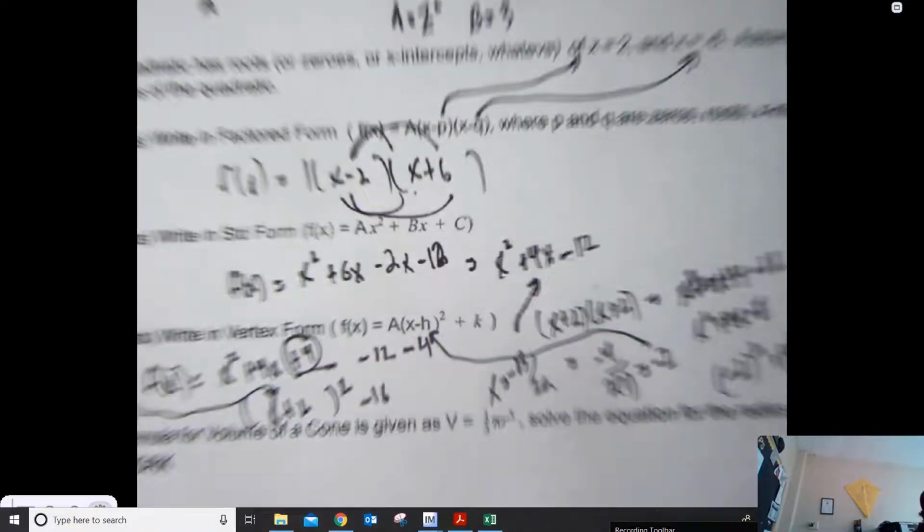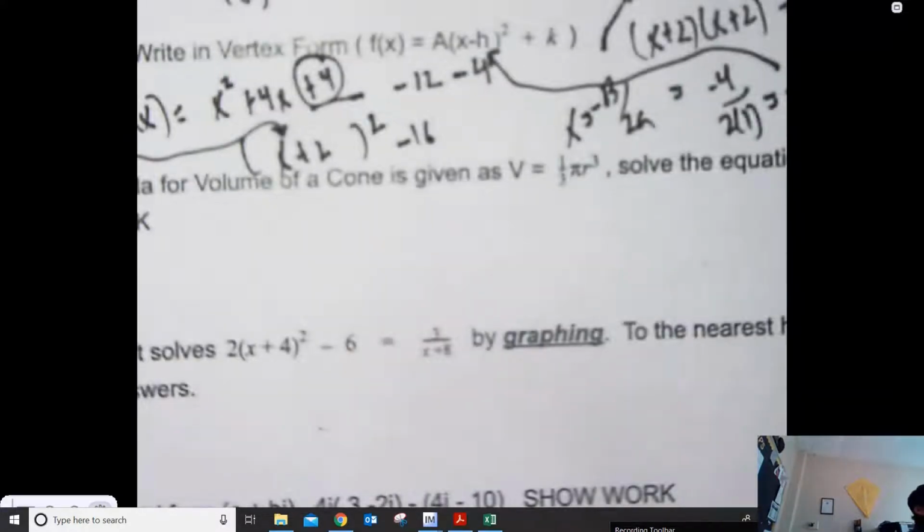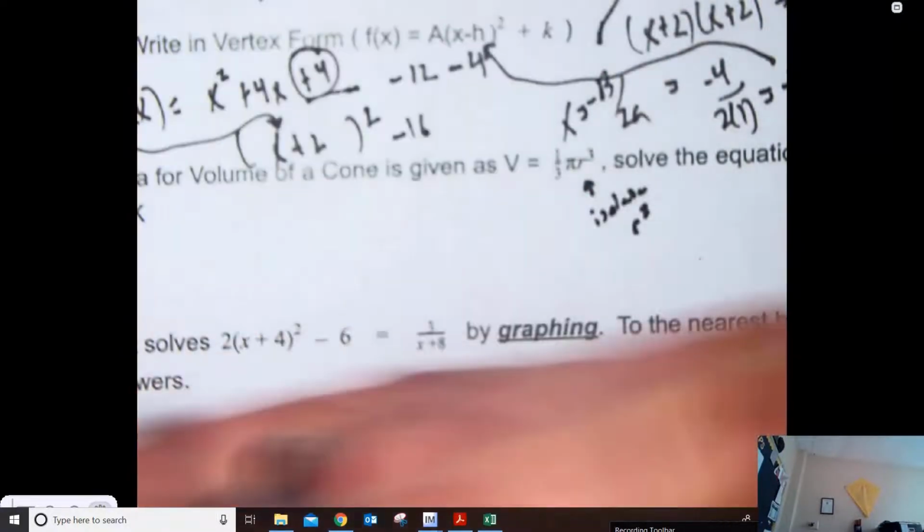All right, 4. The formula for volume of a cone is given as volume is 1/3 pi r cubed. Solve the equation for the radius r. So you want to isolate this guy. That's all you want to do. You want to isolate r. We'll start by isolating r cubed.